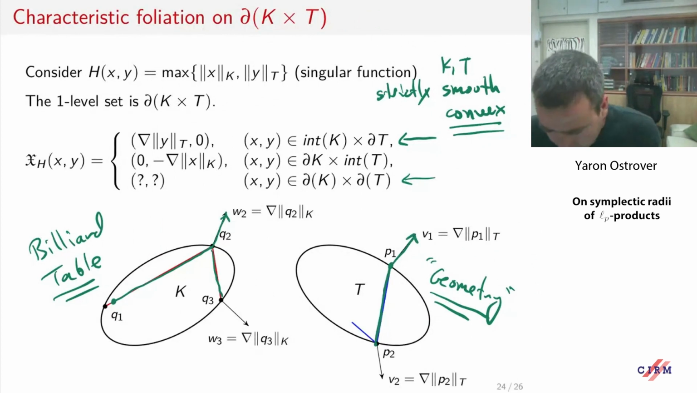So my point is that, at least in the case p equals infinity, we have a more or less reasonable understanding of the Reeb dynamics on the boundary. And in many cases, we can actually compute, say, what is the minimal orbit, especially if we have some additional symmetry assumption on the bodies K and T.